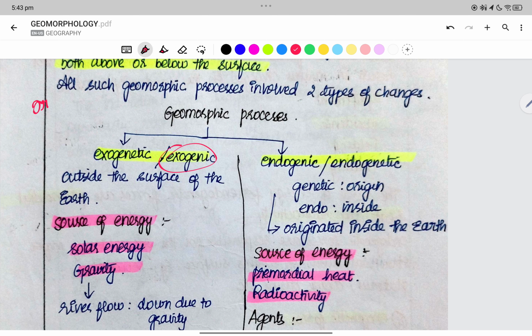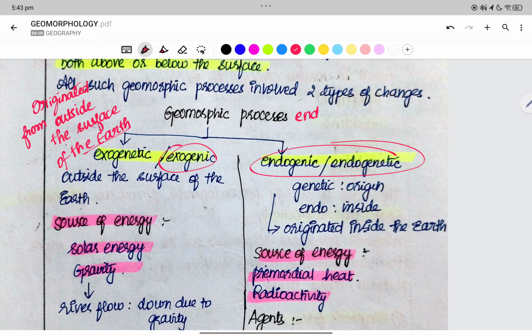How do we define this? The exogenetic is originated from outside the surface of the earth. Then we'll be having the endogenetic. Endogenetic is originated from within the earth, inside the earth, and that is what we call the endogenetic.